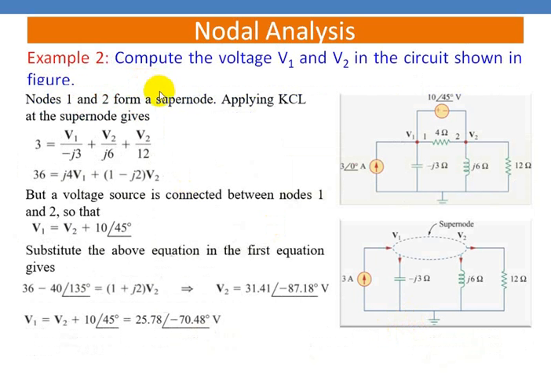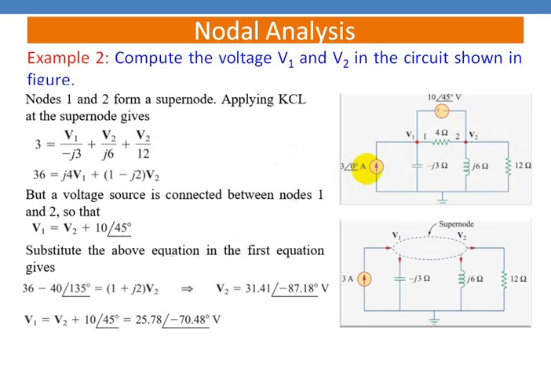Then coming to example 2: compute the voltages V1 and V2 in the circuit shown in the figure. V1 is this node voltage and V2 is the node voltage here, and this is the reference node. Sometimes the node voltages will not be given in the problem, and you have to assign them. In this case there are three principal nodes, 1, 2 and 3. This is made the reference node. This node is assigned as V1, the voltage at node 1, and this is the voltage at node 2.